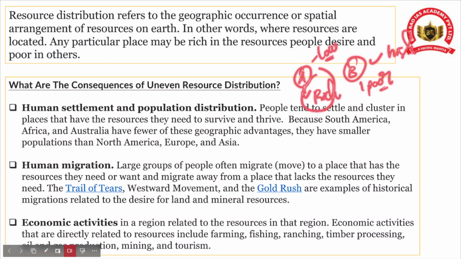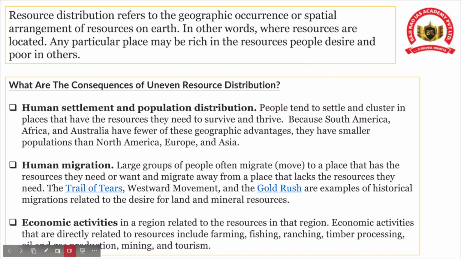In this context, the region which is rich in resources will have high industrial activity. It creates better employment opportunities as well. So there's a possibility that people will migrate from region B to region A for better living standards and employment opportunities. This is how the uneven distribution of resources will determine human settlement and population distribution. Because people very often tend to settle and cluster in places where resources are available. Whenever resources are available, industrialization takes place. They will get employment opportunities and can also experience better living standards.